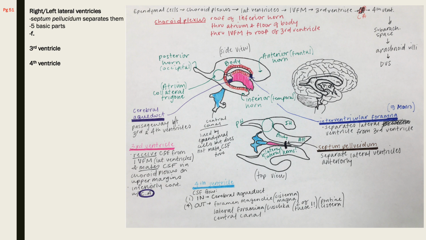So roof of inferior horn through the atrium to the floor of the body, and then it's going to go through the interventricular foramen of Monro to the roof of the third ventricle. So it goes roof of inferior, floor of body, roof of third ventricle. And I left out the atrium there just so you would get that it goes from the roof to the floor to the roof. So make sure you know that course.